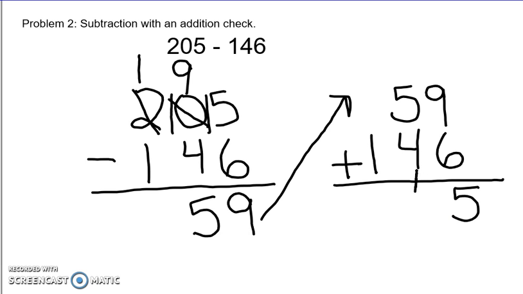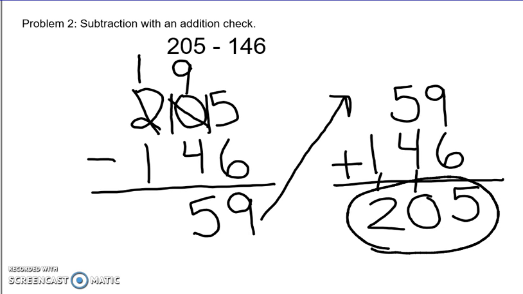I carry the 1 to the tens place. 5 plus 4 is 9. Plus 1 is 10. So I put the 0. Put the 1 in the hundreds place. 1 plus 1 is 2. Now I need to check and make sure that 205 matches 205. And it does. So that means I've done this problem correctly.